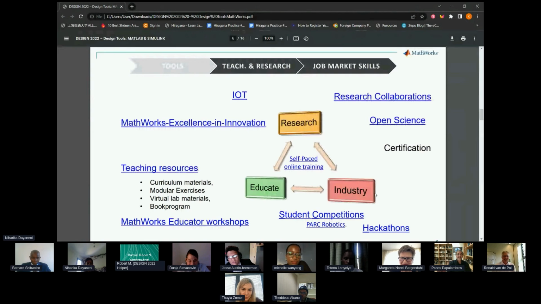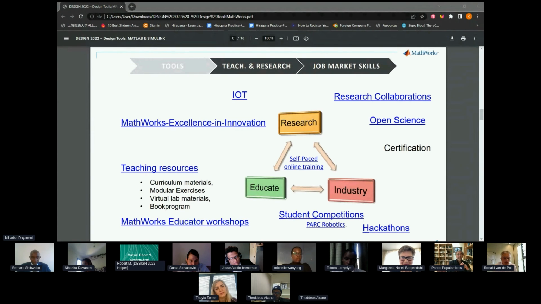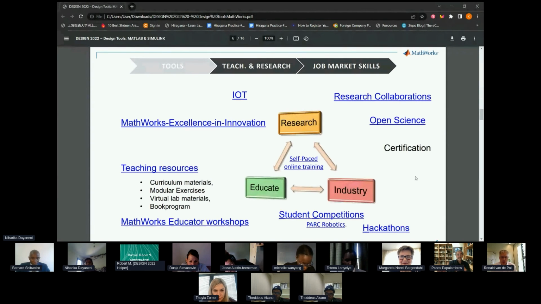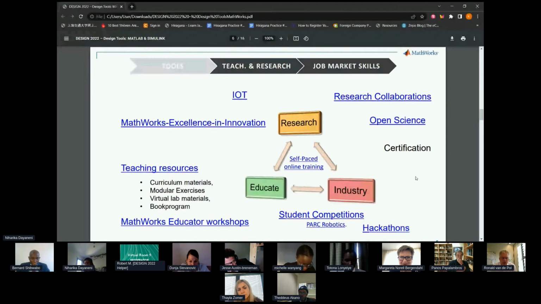Good, thanks. So besides the software licenses, we also have a large range of free offerings to help support education, research, and make a link with industry. Just to name a few, because again, these links are all active, so you can search for more details yourself. We have a wide range of teaching resources, from complete sets of curriculum material to modular exercises, virtual lab materials, MOOCs, books, etc.